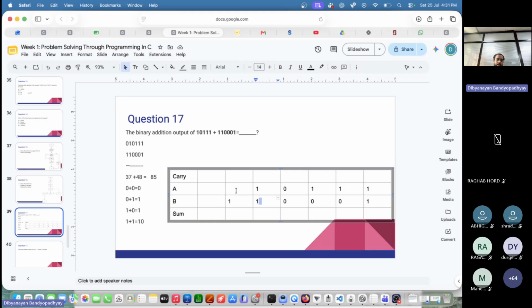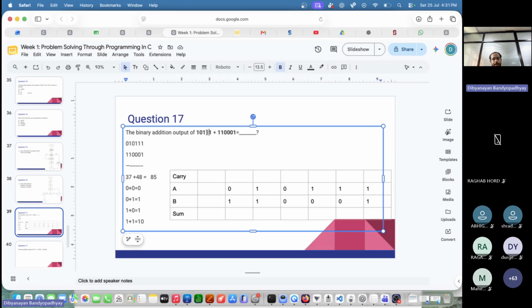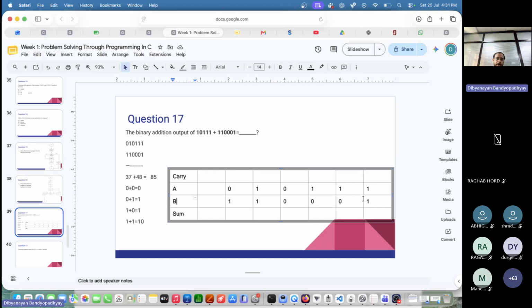So always you can place 0 at the left hand side of any number, right? Like in decimal, you can do that in binary also. So you place 0 here. So now you do the binary addition. So these are the two numbers that are represented. This is A, this is B. Then you calculate the sum.